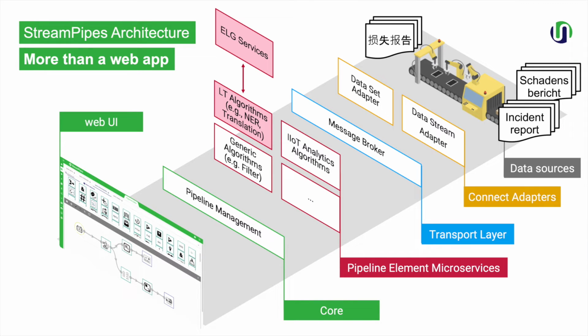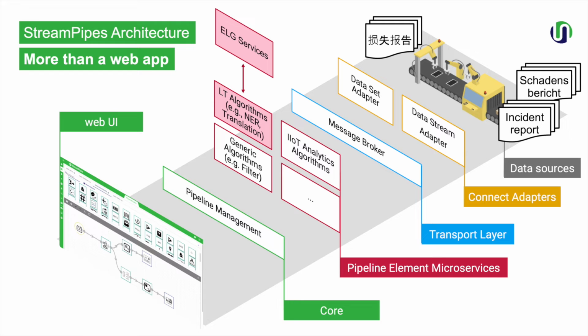Behind the web UI, StreamPipes' microservice-based architectural design empowered by cloud-native technologies such as Docker and Kubernetes comprises several distinct layers. Thereby, the event-driven application approach in processing pipelines centers around a central message broker in the transport layer for data exchange between connect adapters and pipeline elements, as well as among pipeline elements in a publish-subscribe fashion.